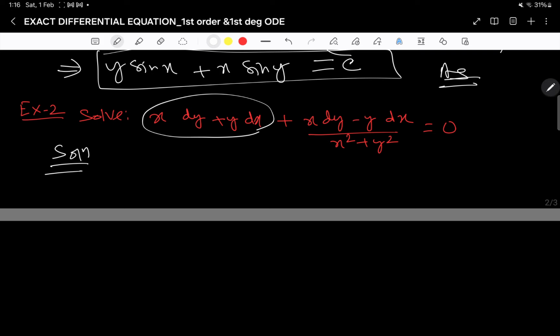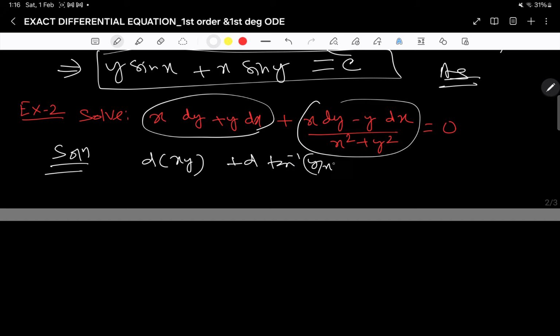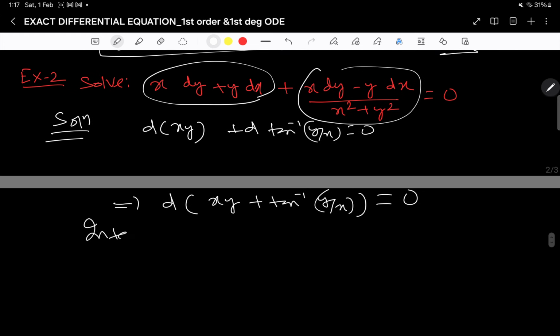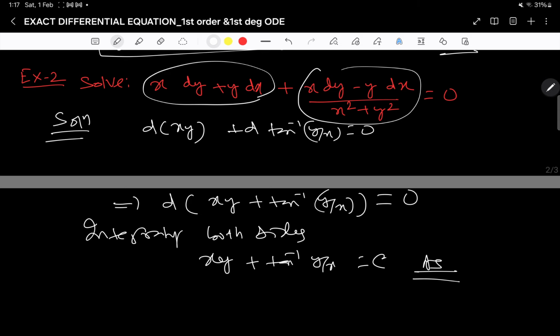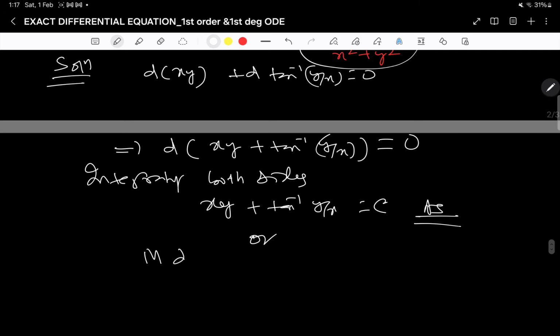So here you can write by inspection d of xy, and by inspection you can write d of tan inverse y by x, is equal to 0. So this implies completely d of xy plus tan inverse y by x is equal to 0. So integrating both sides, on the left hand side it will be xy plus tan inverse y by x is equal to c. This is your answer. Or you can find M dx plus N dy equal to 0, and you may continue. Alternatively you can continue like this.